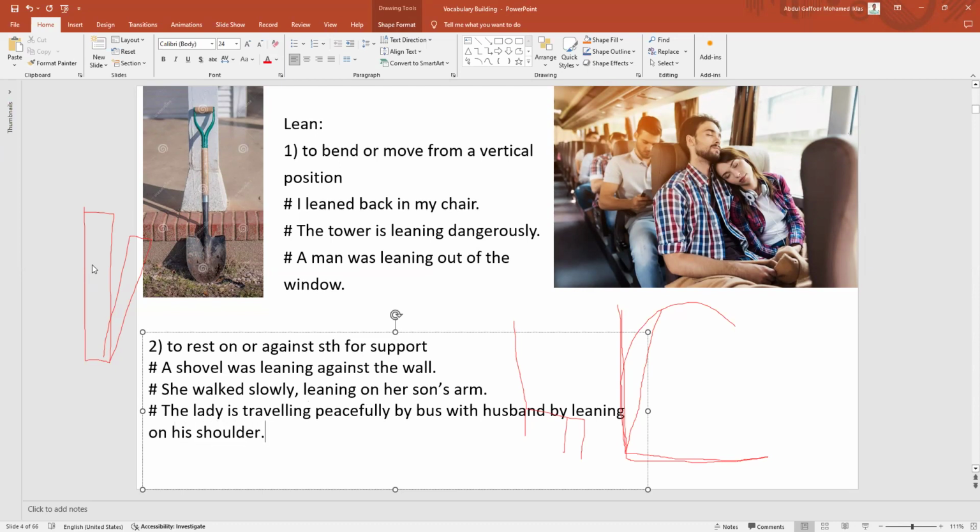Now we will move to the previous slide. So what I wanted to teach you is the meaning of the word lean. Now we will again go to the previous slide.